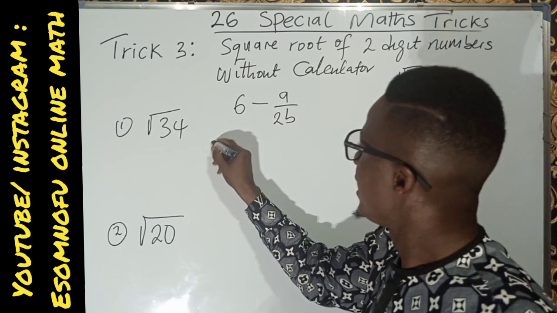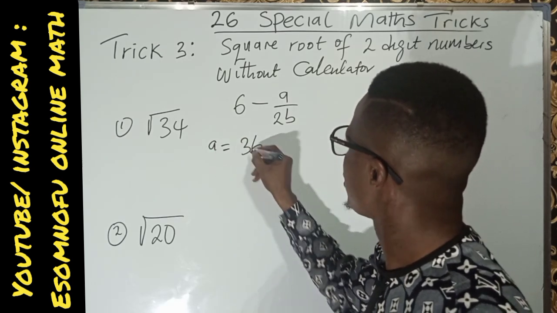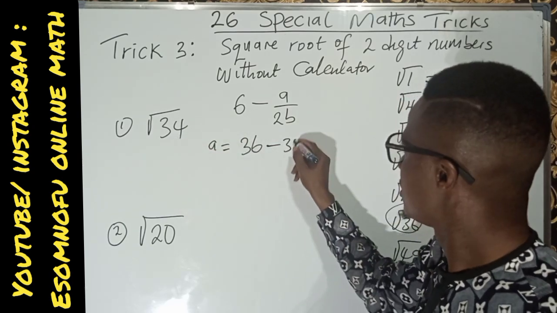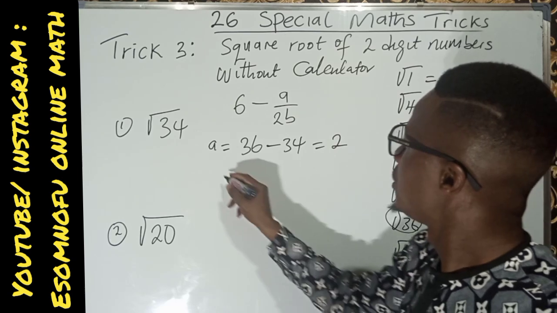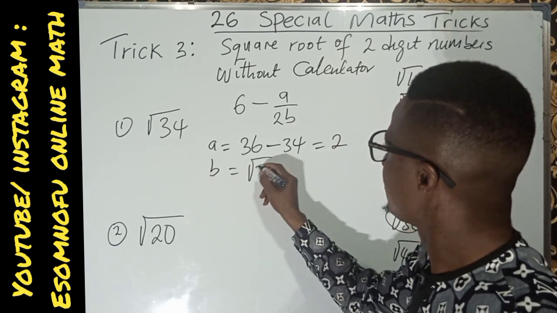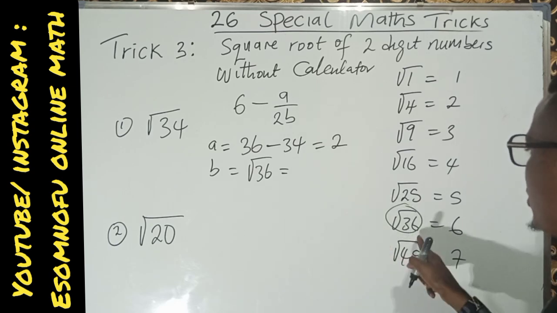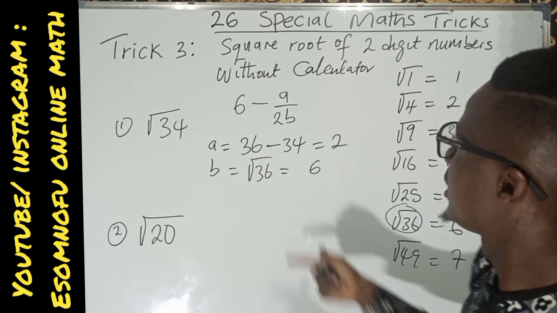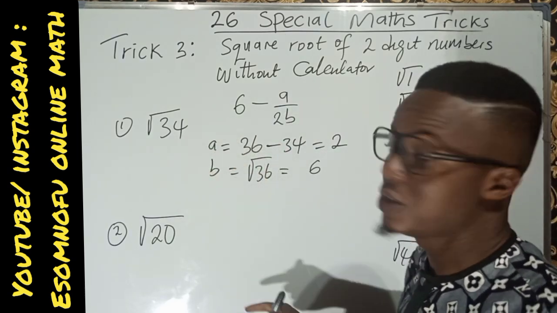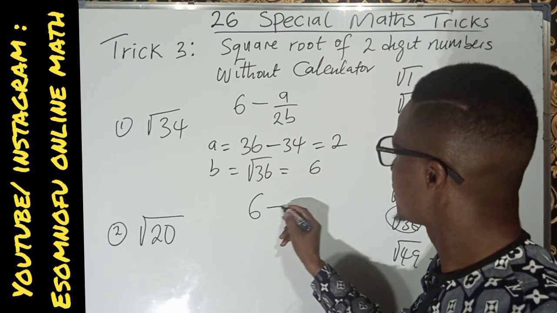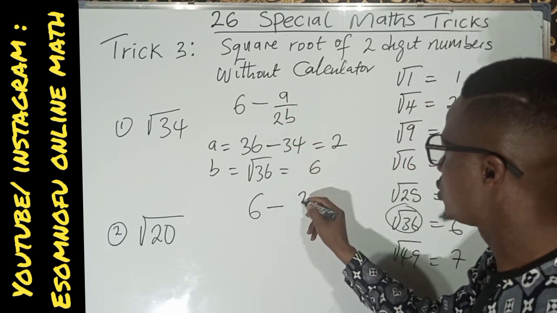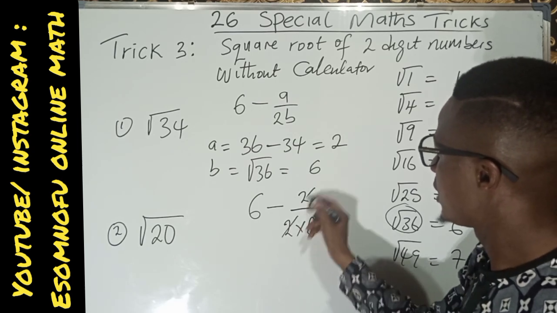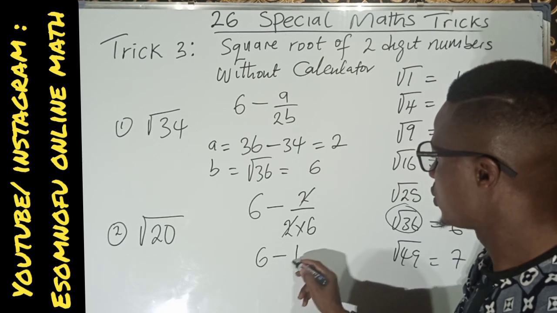Once you find the value that is closest to it, whose square root is 6, then say 6 minus a over 2b. That's just the trick. What is a? a is the difference between the perfect square you are choosing and the number you want to get the square root of, and that will give us 2, while b is the square root of the number you are using. You are using 36, and the square root of 36 is 6. Hence, the square root of 34 is going to be 6 minus a, my a is now 2, over 2 multiplied by b, which is 6. The 2s will cancel out, so I have 6 minus 1 over 6.